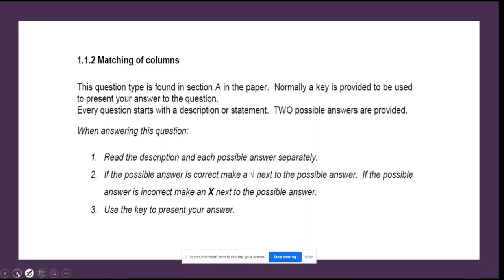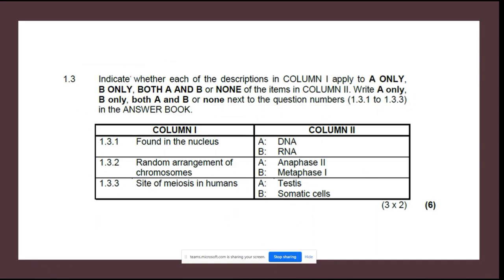We also have matching columns. Now we know we get the biological terms. Those are the easiest ones. Our matching columns question is also found in section A in the paper, and it's usually 1.3. And normally they give you a key to be used to present your answers according to the key. So they would actually tell you, if we just move forward, there's an example.